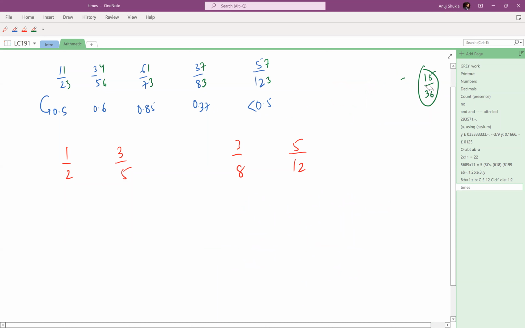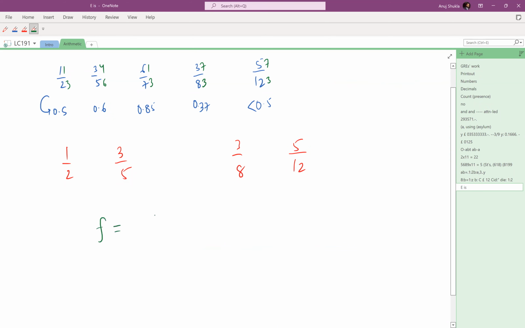Now I'm going to teach you this. If I say there is one fraction, with a numerator and a denominator, and I increase the numerator, what will happen to the fraction? It will increase. If I reduce the numerator, what will happen? The fraction will be reduced. Yes or no?